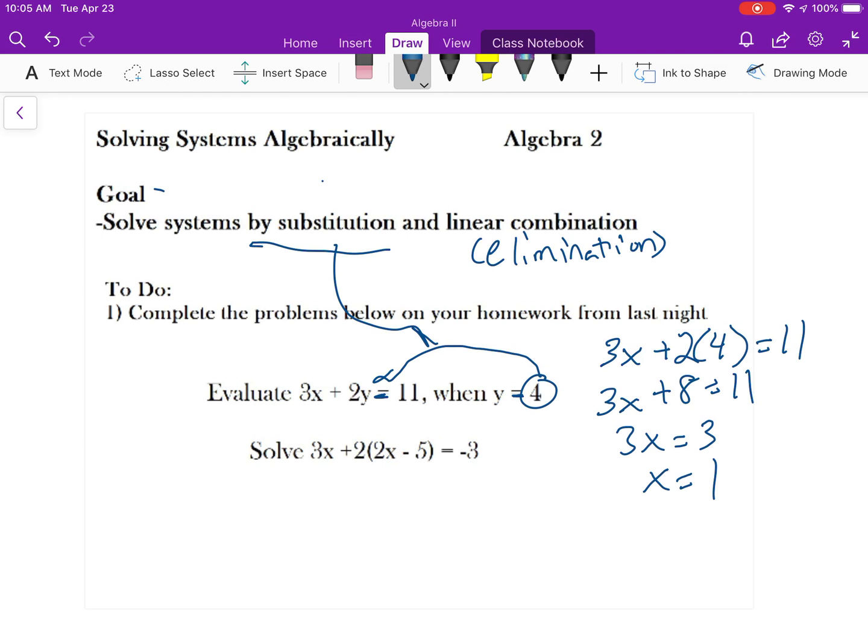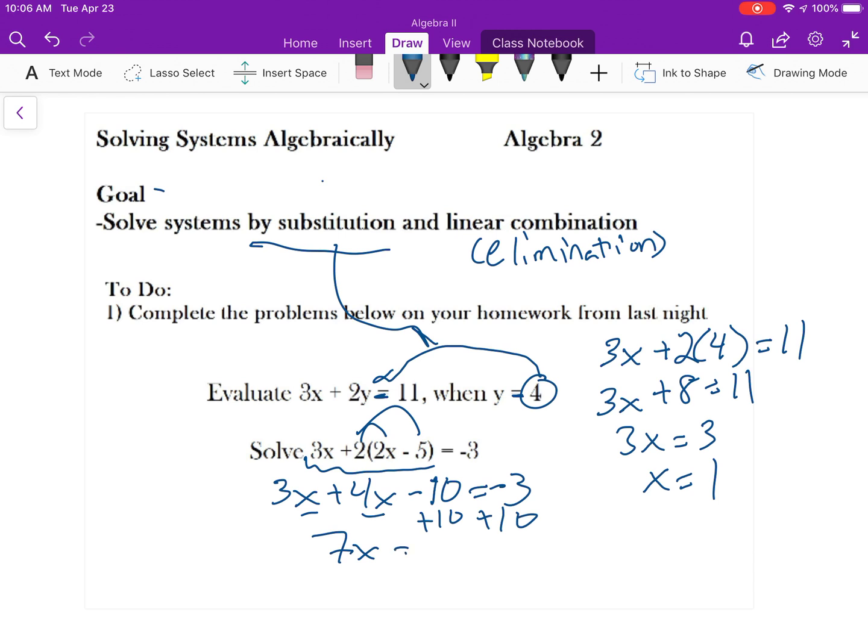The other thing I wanted to make sure you remember is that when you're simplifying an expression like this, make sure you distribute first, and then combine like terms. So I'm going to add 10 and get 7x is equal to 7, divided by 7 and get x is equal to 1. Now, the fact that they're both equal to 1 is just coincidence. But that is your idea there.